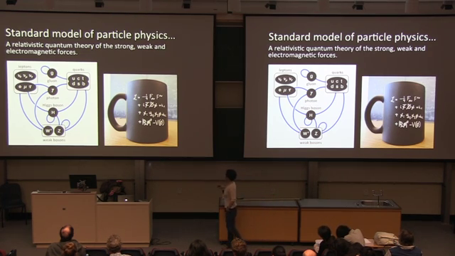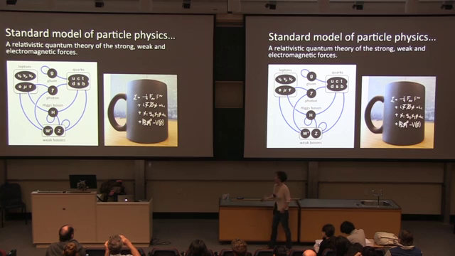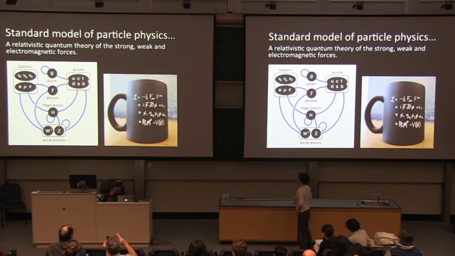The standard model of particle physics in the end is a relativistic quantum theory that describes how particles interact with each other via the strong, weak, and electromagnetic force. And this is what we call the Lagrangian for the standard model, and it encapsulates all of the physics that is in this picture. In a really shorthand form, but still, it's technically correct.